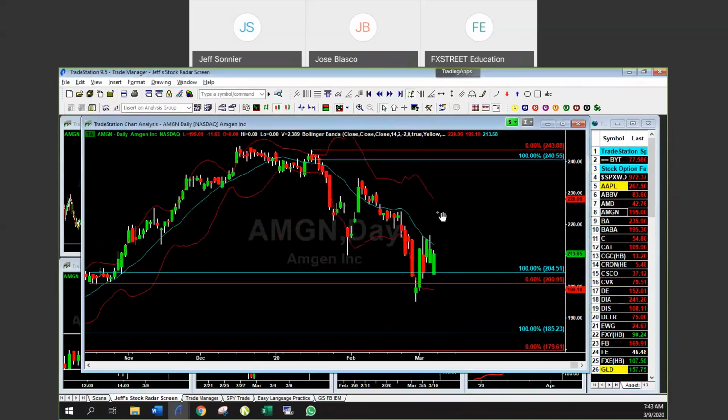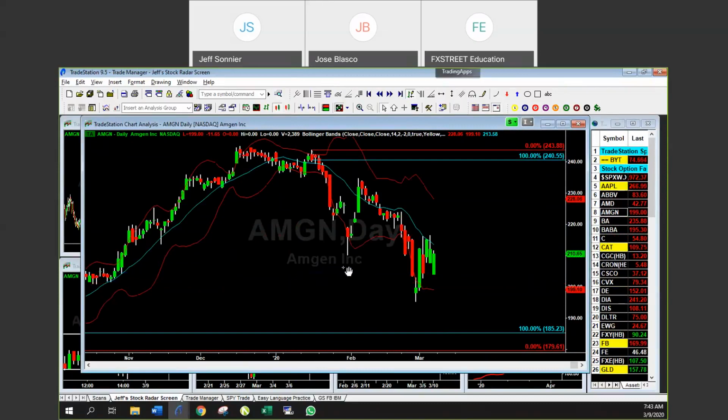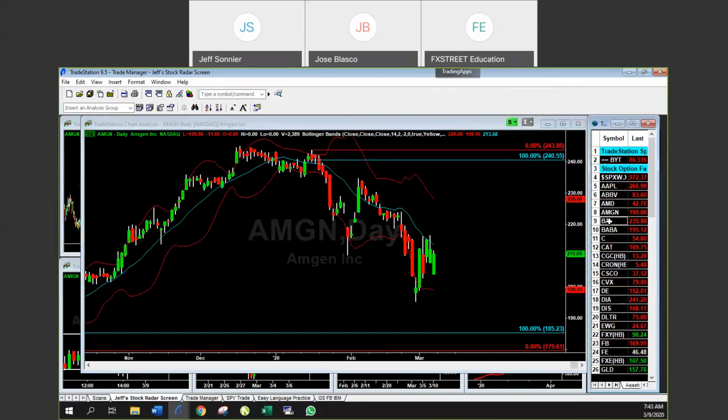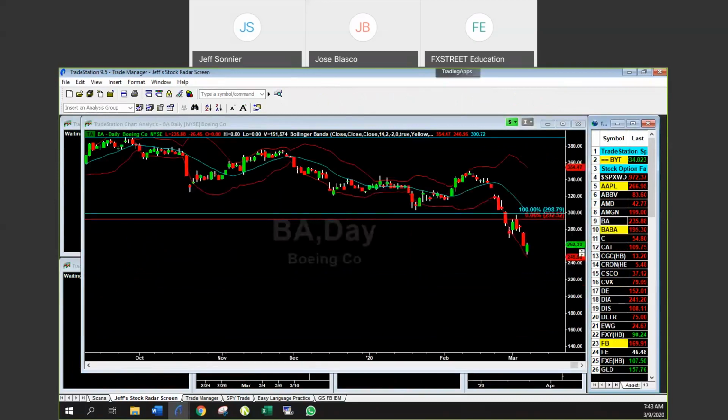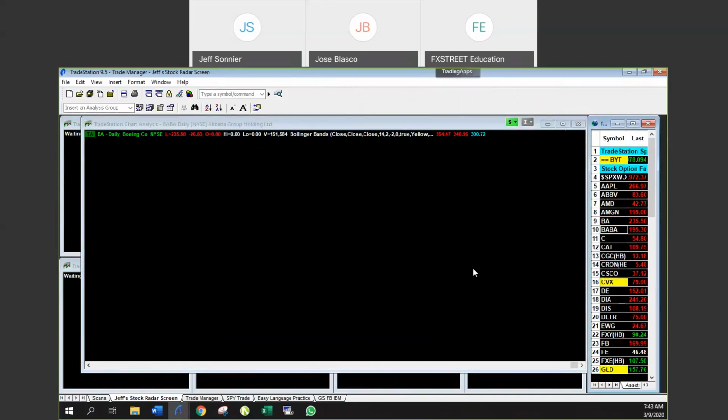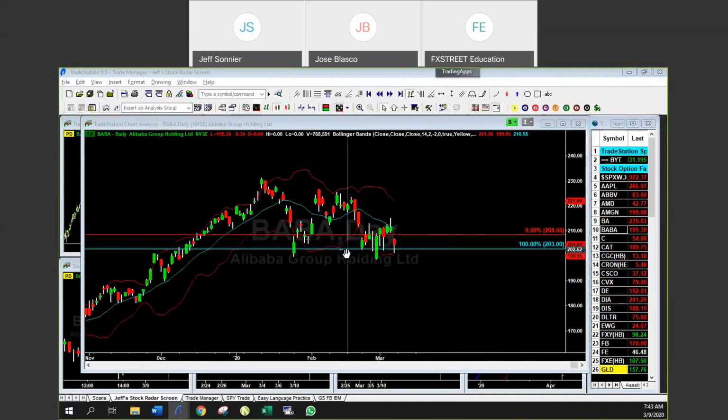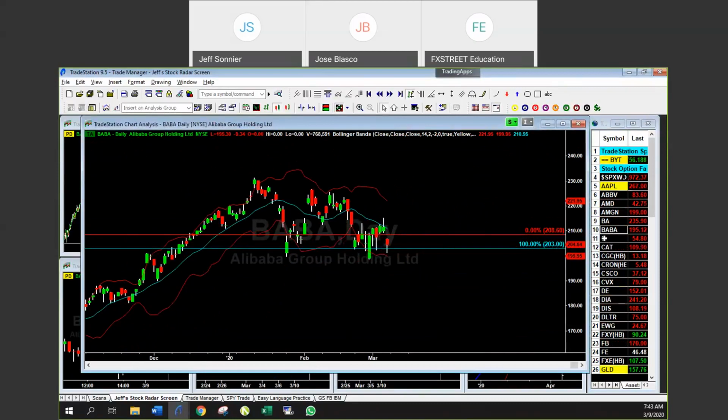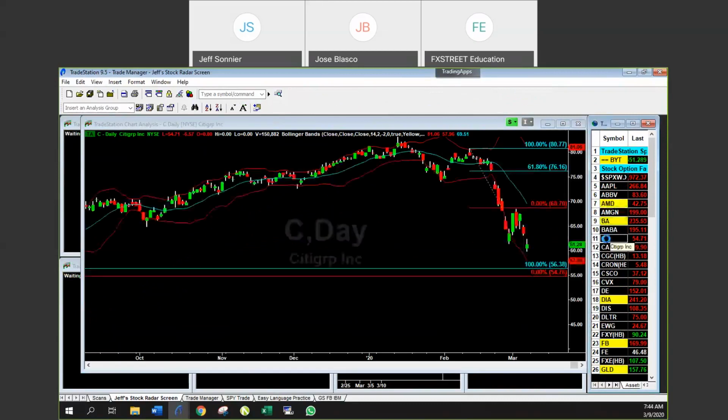So there was a lot of money that could have been made in a move like that. I still don't see anything. Let's see. I need to start updating my charts and taking some of that stuff off. Here's Boeing Airlines. Boeing has just dropped. Alibaba. Let's see. Caterpillar, or I'm sorry, Citigroup. Nothing there. There is something coming up.